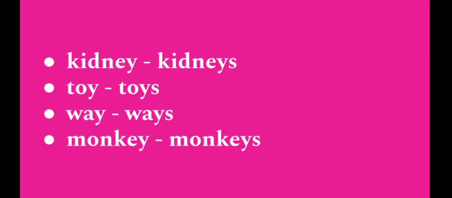The next one, way. W-A-Y. The last letter is Y, and the letter that comes before Y is A. A is a vowel, and so the plural is ways. And monkey, it's already discussed. The word monkey, Y is the ending letter, and before the letter Y, you'll find the letter E. E is a vowel, and so we add S to make the word into plural, monkeys.